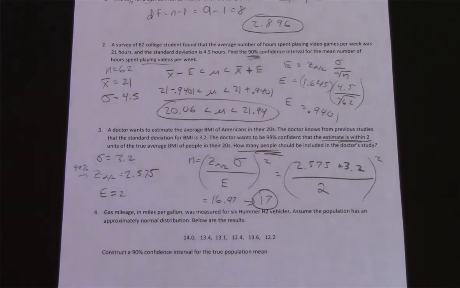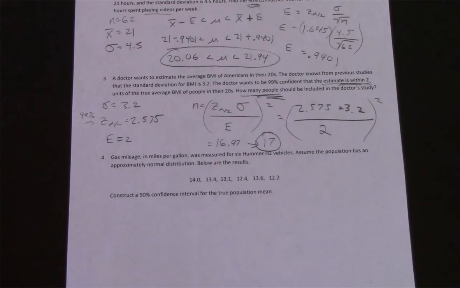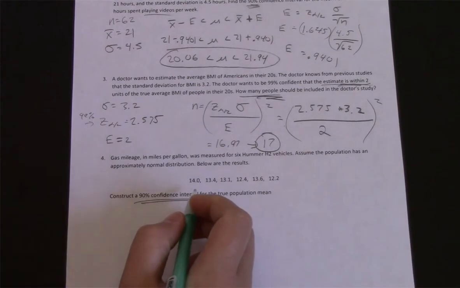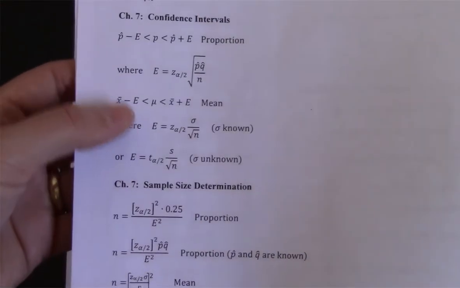Alright. Moving on to the next question. Gas mileage in miles per gallon was measured on 6 Hummer vehicles. Assume the population is normally distributed for gas mileage. Below are the results. Constructing a 90% confidence interval, so I'm doing a confidence interval now for the population mean, for a mean.